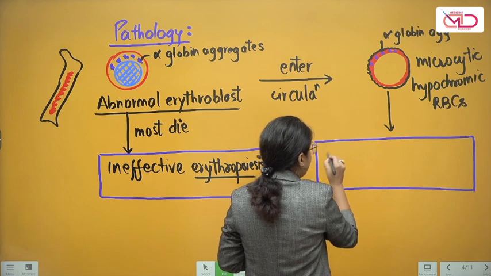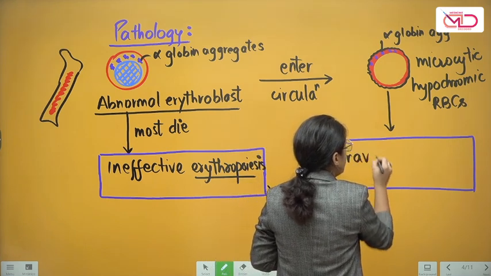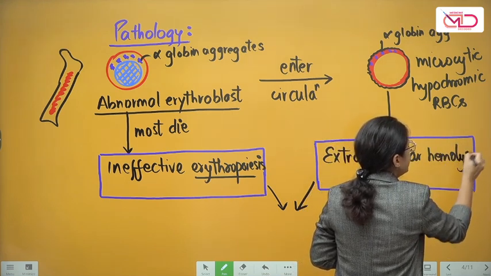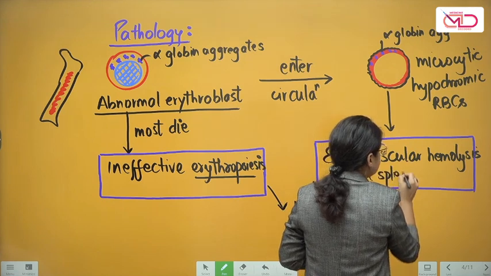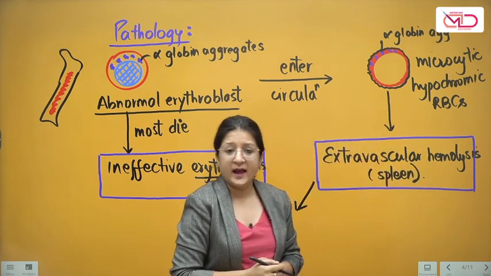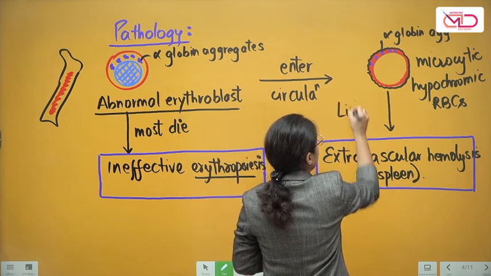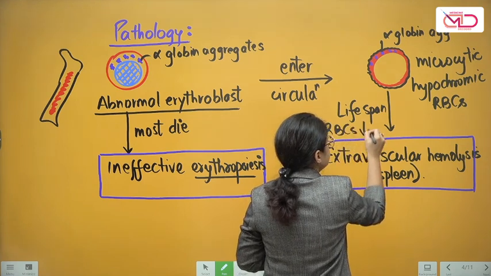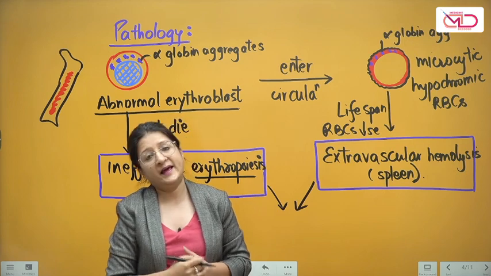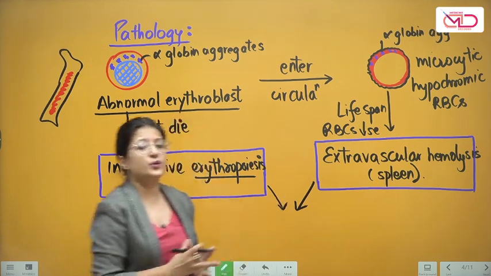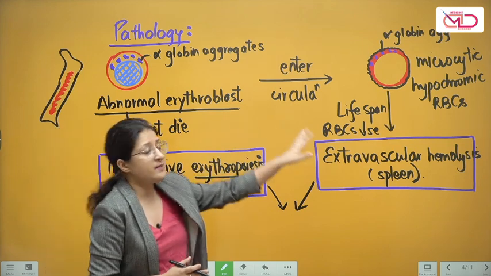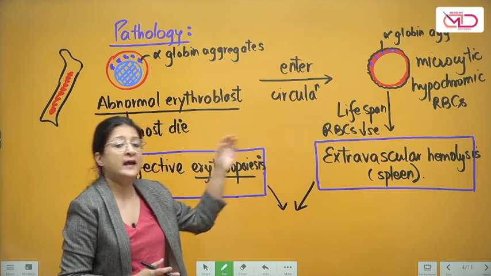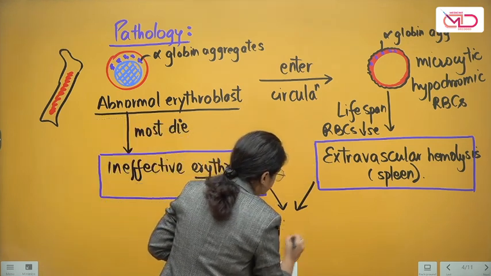So there is an increased extravascular hemolysis that takes place in the spleen, right? And therefore, consequently, you will realize that the lifespan of the RBCs decreases. They don't survive for very long in the circulation. So all of this together, ineffective erythropoiesis, some amount of extravascular hemolysis, a decreased lifespan of the RBCs in circulation, it all contributes to anemia.